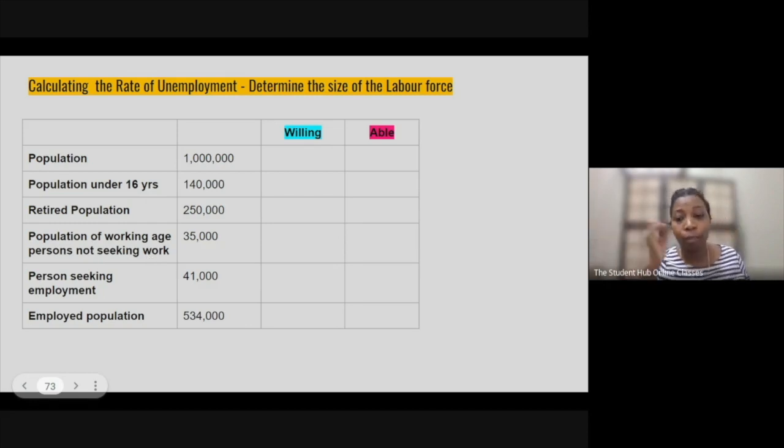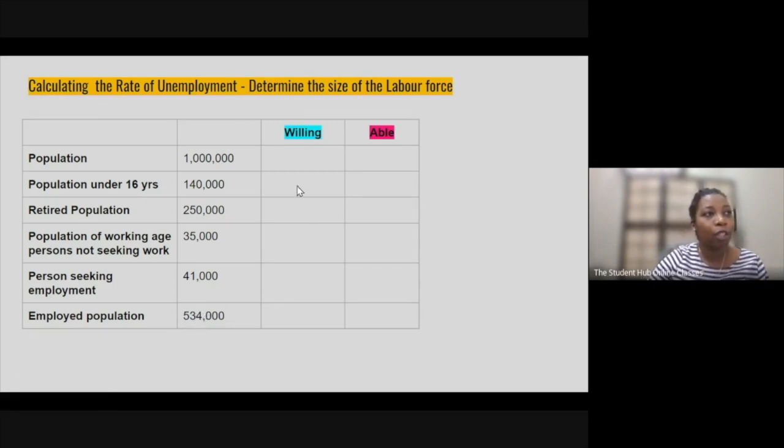So that might be your housewives. That could also include your couch potatoes. They're just not looking for work. They're not interested. They have other things going on. And then you have persons seeking employment, 41,000. And then you have an employed population of 534,000.